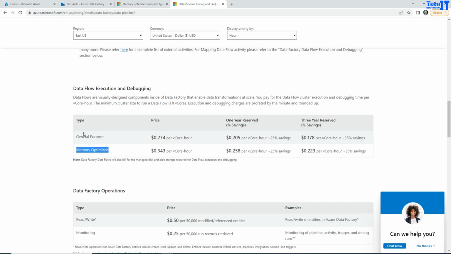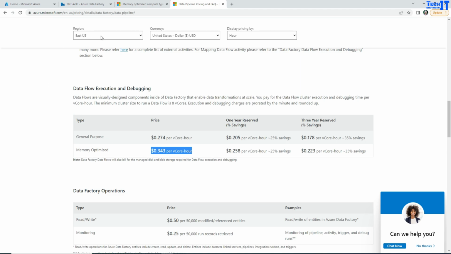Now let's take a look at the price. For general purpose, you are going to pay $0.274 per vCore per hour, and for the memory optimized, you are going to pay $0.343 per vCore per hour. And I'm talking about region East US.